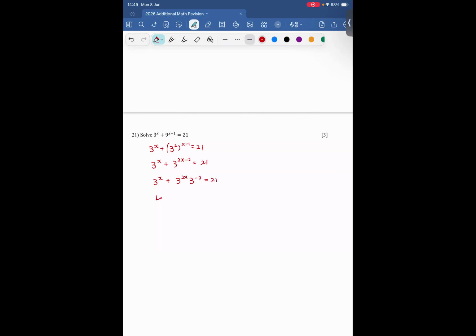What we do, we let 3 power x be equal to u, or any other letter, so that you can see this becomes u, and this becomes u squared. Okay, I want you to continue from here.